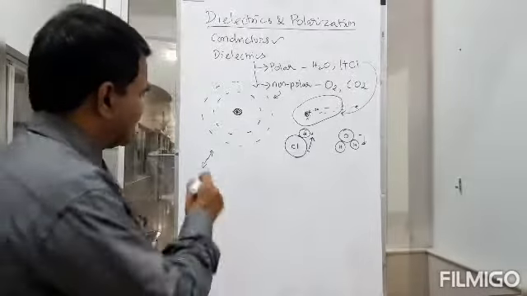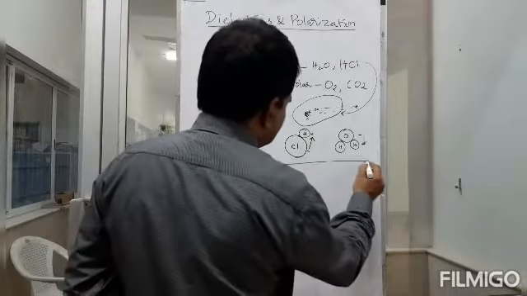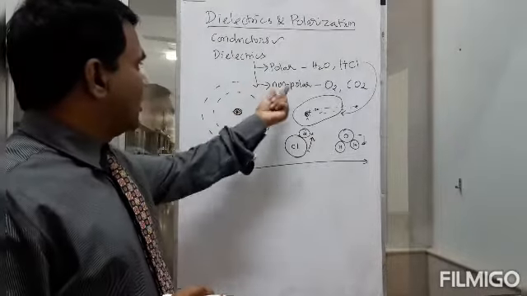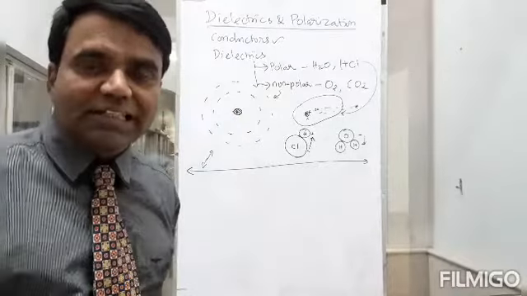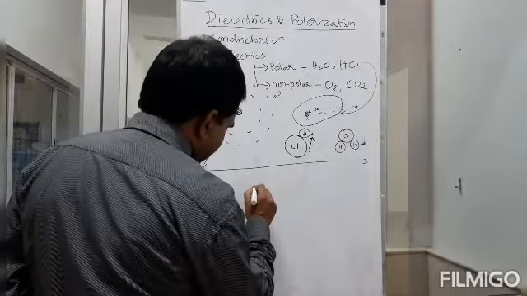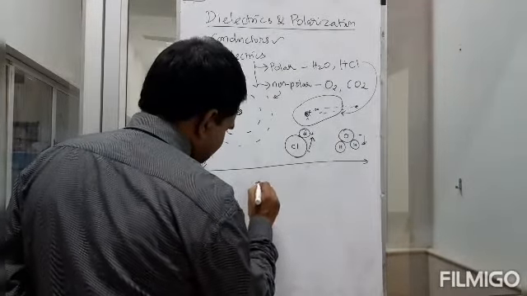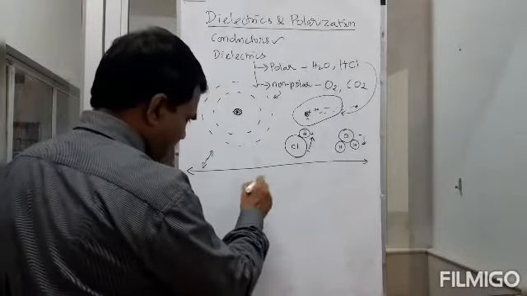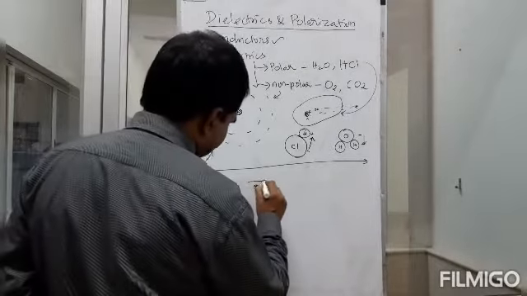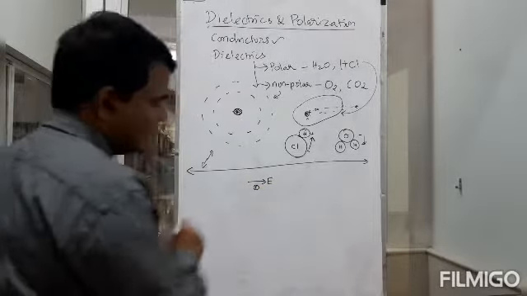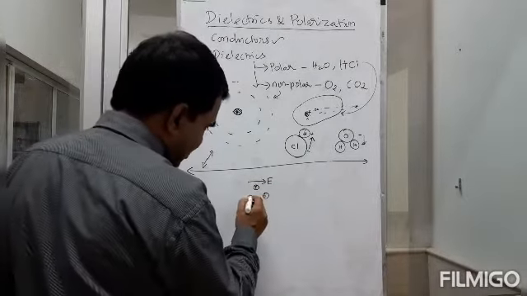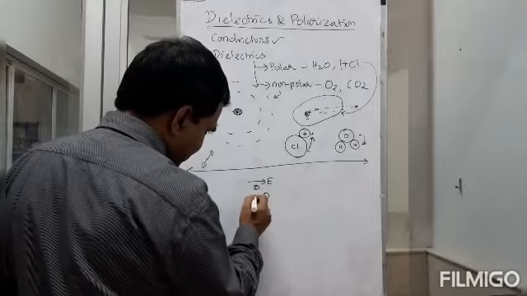Okay? But then, what happens when you subject a non-polar material to an electric field? Suppose this is a positive center and this is a negative center. Now, I am keeping this molecule in the presence of an electric field. So what is likely to happen? The positive charge will go this way, and the negative charge will try to go this way.